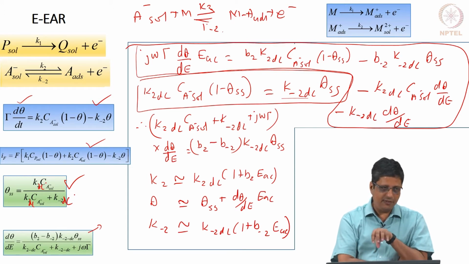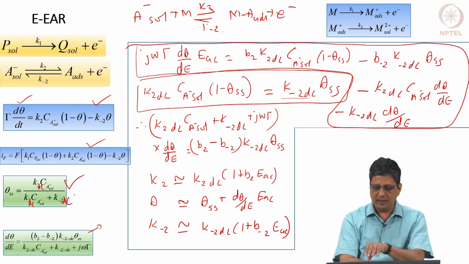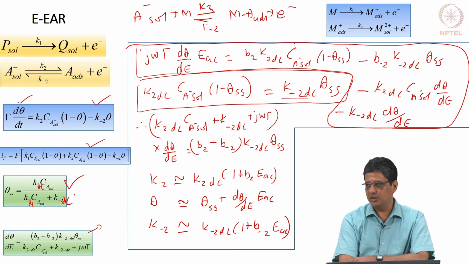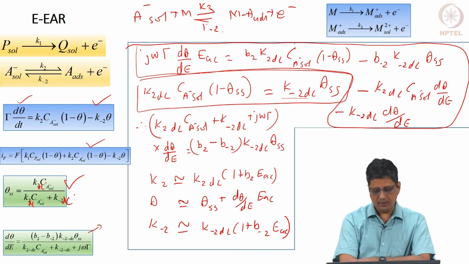Because we can assign a physical meaning to theta here, we would like to represent in terms of theta. Otherwise, I can write everything in terms of K1, K2, K minus 2, CA minus solution, CP minus solution, just what is convenient to us. But are you able to expand it and get it? Some of you? Yes? Okay.